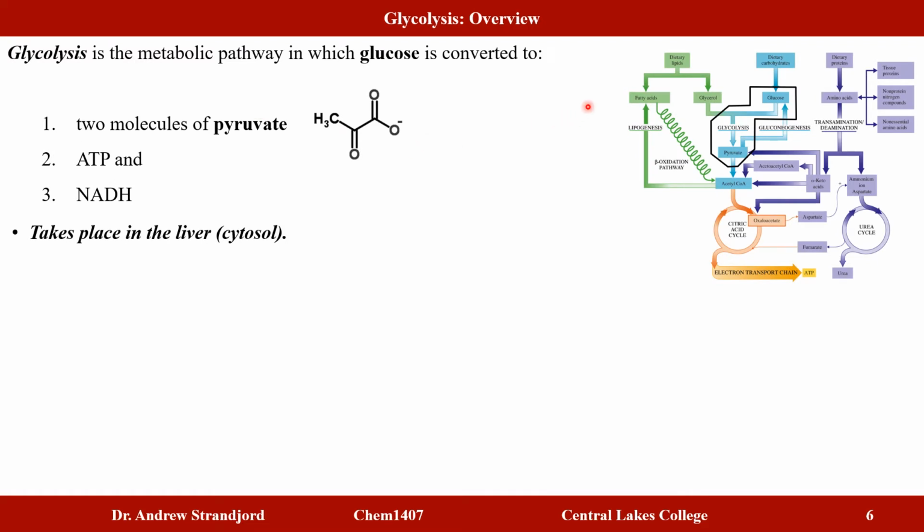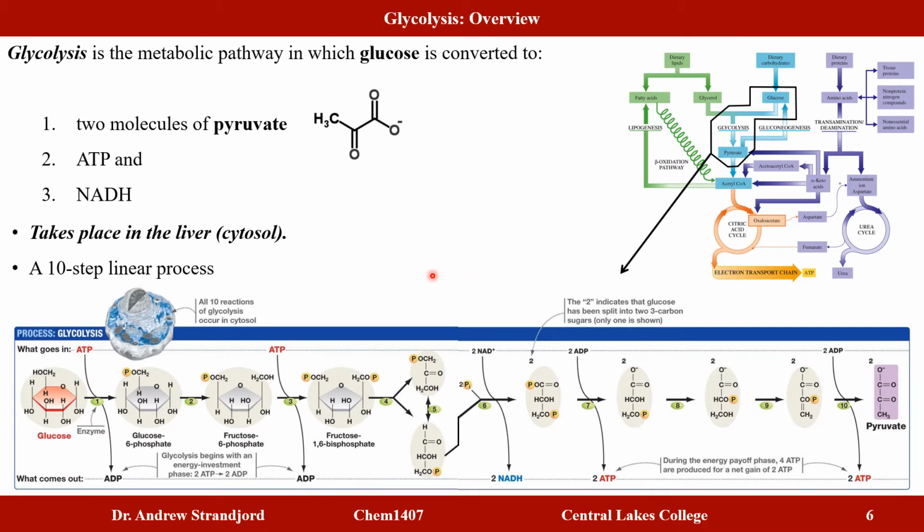One of the main processes of glucose metabolism is the glycolysis process. That is the metabolic pathway in which glucose is converted to two molecules of pyruvate, one ATP molecule, and one NADH molecule. And most of this takes place in the liver in the cytosol. If we look at these metabolic pathways, here is the pathway I'm showing here. Glucose through the glycolysis process to pyruvate. This is a 10-step linear process where I have glucose, one chemical reaction, 2, 3, 4, 5, 6, 7, 8, 9, 10 to form pyruvate.